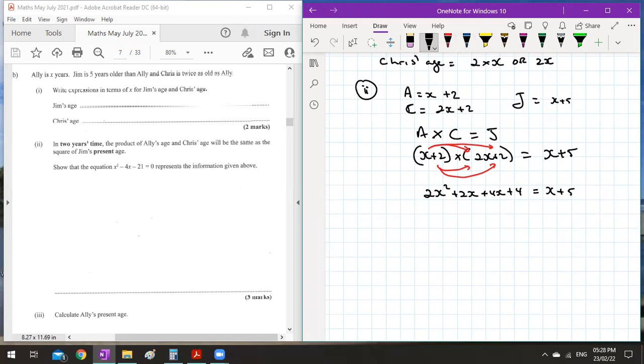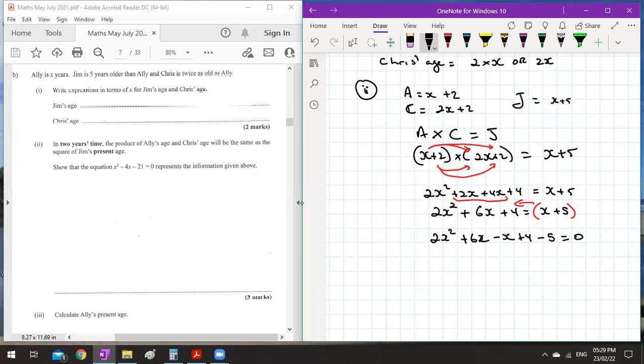And we want to simplify everything. So we have 2x squared, let's make it neat, 2x squared plus 2x plus 4x. We can simplify this for now. We get 6x plus 4 is equal to x plus 5. Now, in the question, they want us to make it equal to 0. So that means you have to carry this to the left-hand side. So we'll have 2x squared plus 6x. If I move this x across, it becomes negative x. I bring in the plus 4 here. If I move the 5 across, it becomes negative 5, equal to 0.